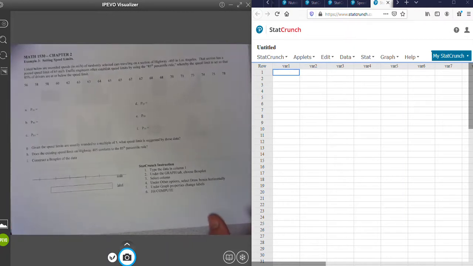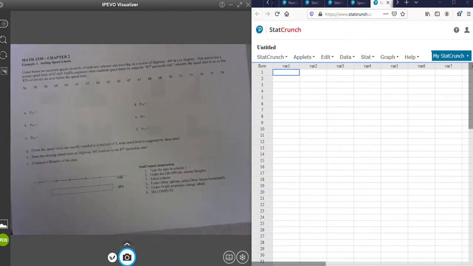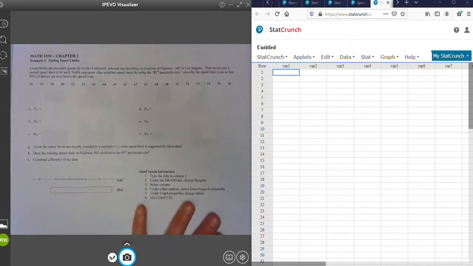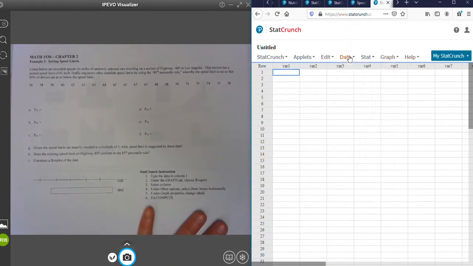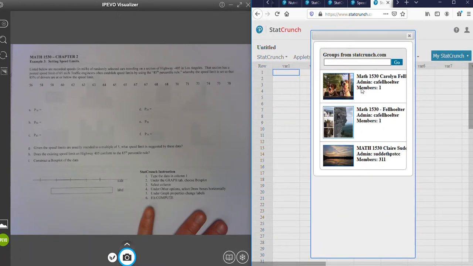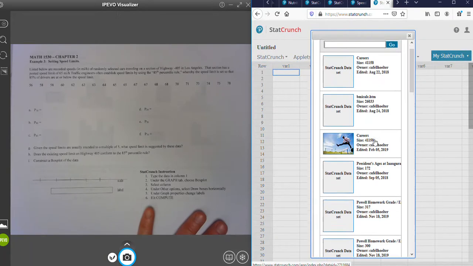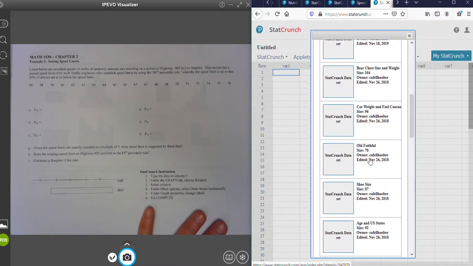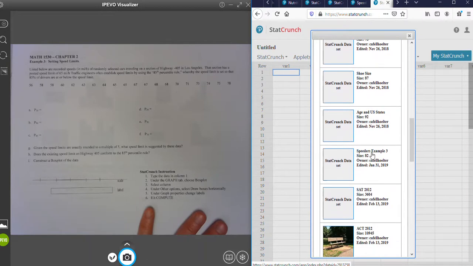This problem is about speed limits. So we recorded the speed of these drivers, and this is the list of all the speeds that the drivers were going. So I've already preloaded this data into StatCrunch. It can be found by going to Data, Load from your group, and here is our group, and it is called Speeders. Here we go.